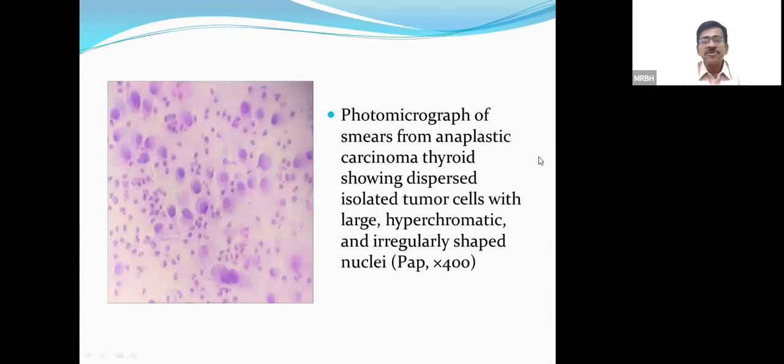This is a situation of an FNA where you find there are scattered hyperchromatic cells having large nuclei and irregularly shaped nuclei. This is suggestive of an anaplastic carcinoma of the thyroid gland.